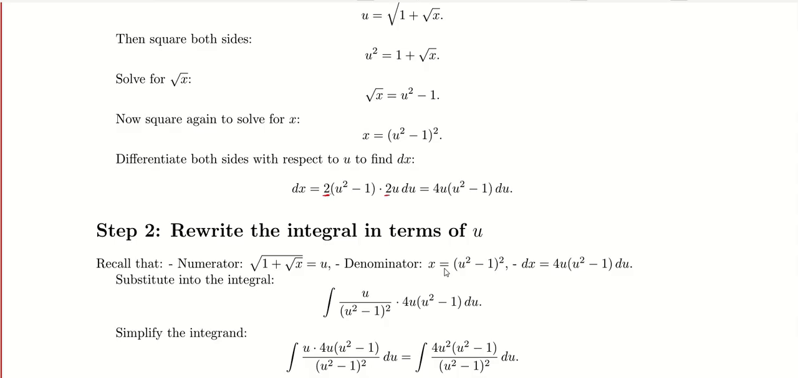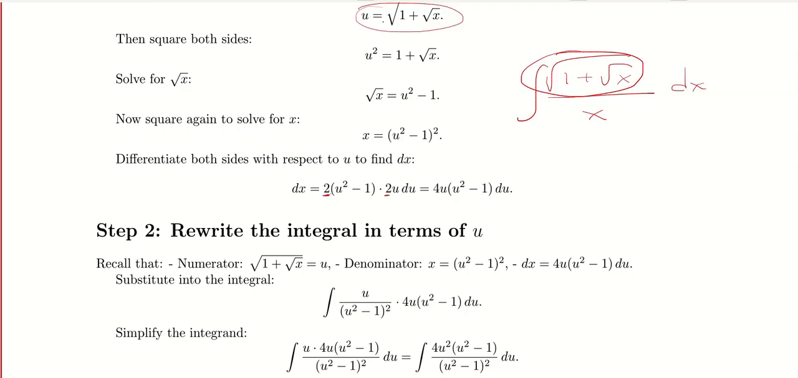Recall that this was square root of 1 plus square root of x, and this was x dx. So this whole thing was over here. That's u. X, we said, is this, u squared minus 1 quantity squared. And then dx is 4u times u squared minus 1 du. So that's kind of what this step is right here.